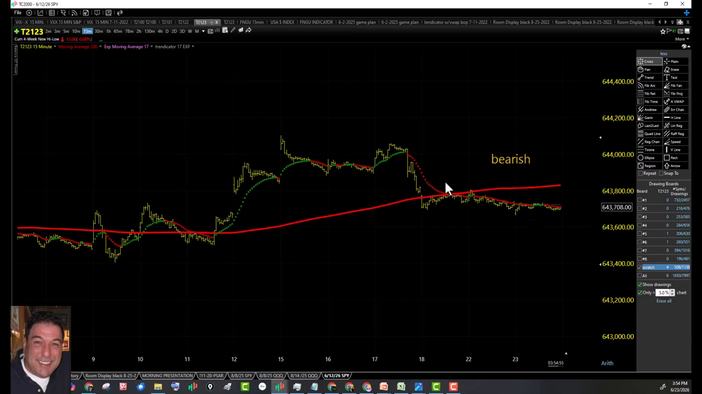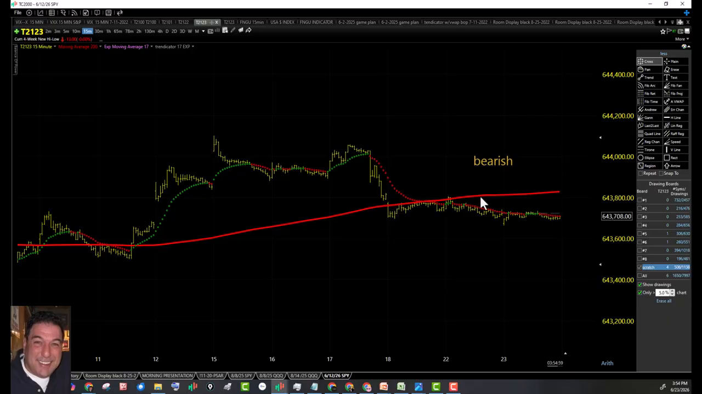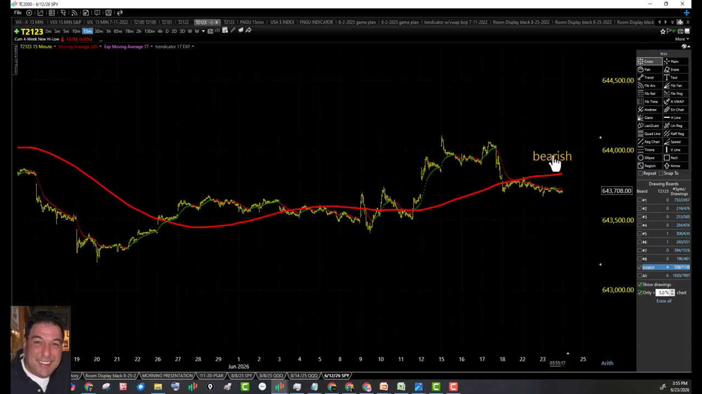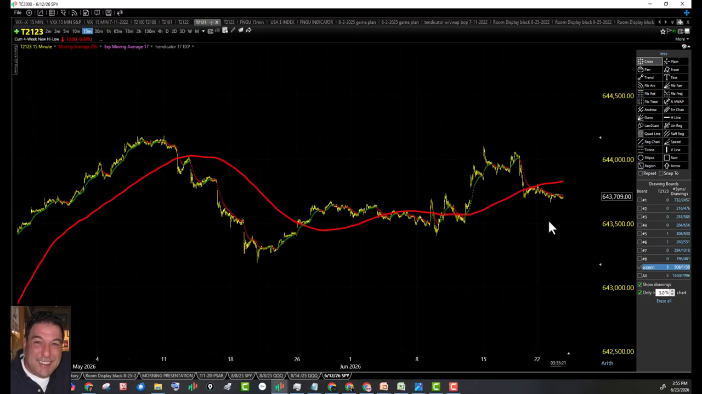T2123. Got a bear flag, sporting a bear flag down here underneath the melting up 200 SMA. So not my favorite place to be unless I'm a bear. If you're a bull, you want to be over that. You don't want to be under it. So this is going to be bullish, but that's a bearish clue for the price action today.